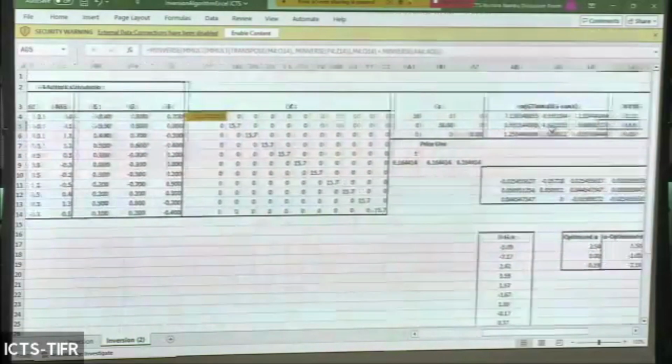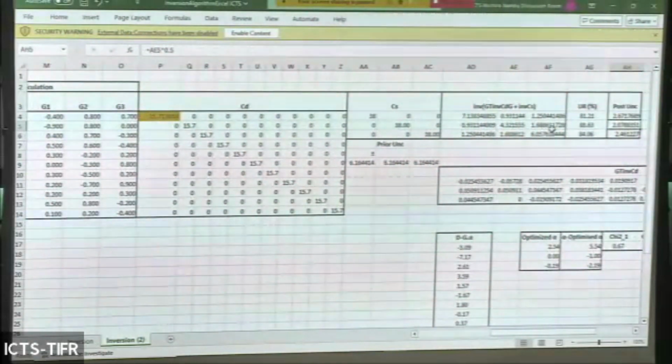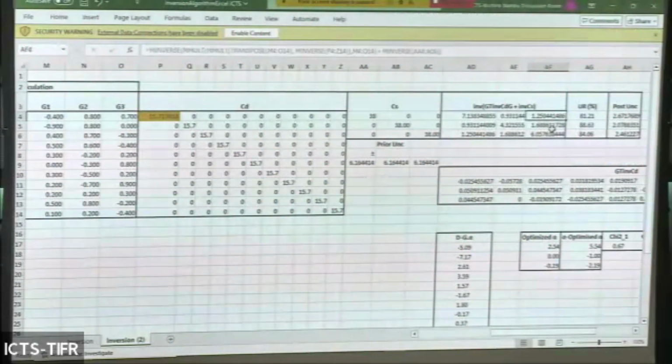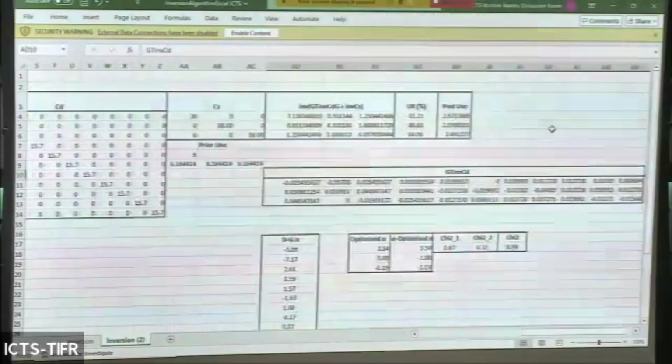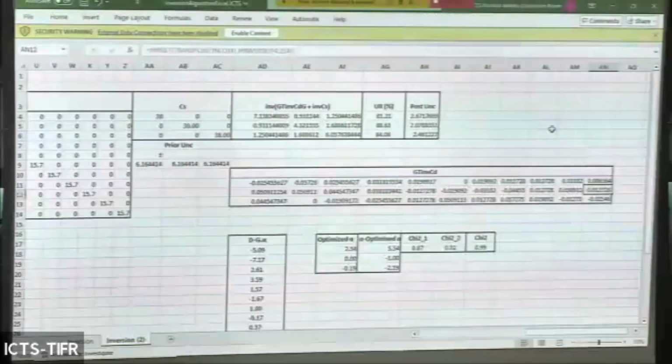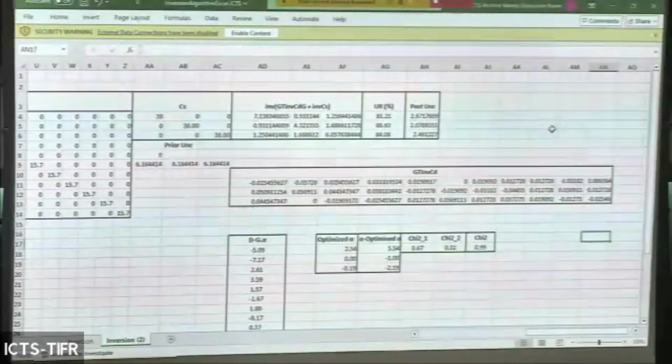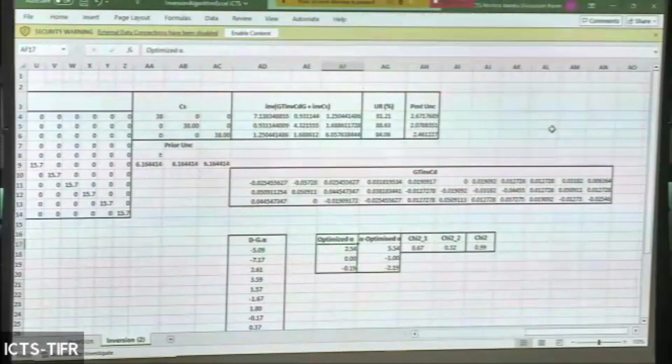Then in Excel you can do the inversion of G transpose CD inverse G plus CS inverse, inverse. Excel has built-in functions for inverse, which you can use very nicely. You continue calculating all the terms required, and the software will give you your optimized alpha. So my optimized alpha for this problem became this. If I apply this alpha, my model should be corrected. That's the test.